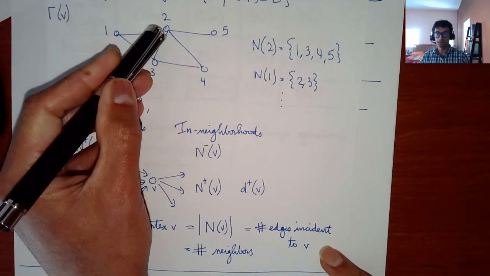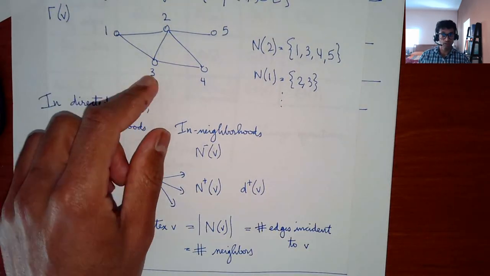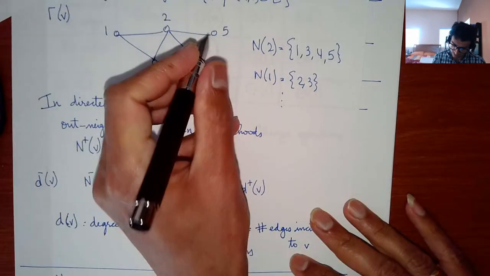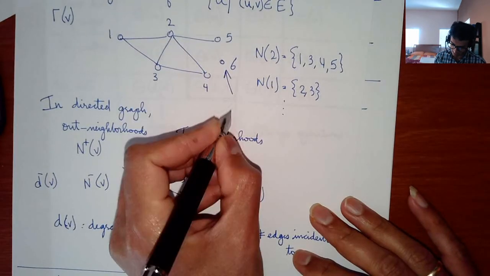So the degree of 2 in this case is 4. The degree of 1 is 2. The degree of 3 is 3. The degree of vertex 4 is 2. The degree of vertex 5 is 1. I should have also added that you can also have a vertex like this, and this is called an isolated vertex.